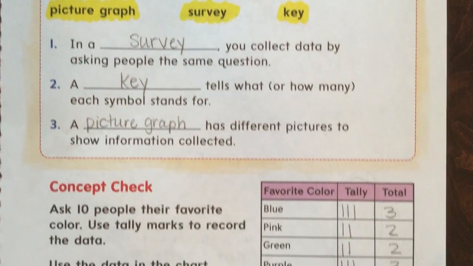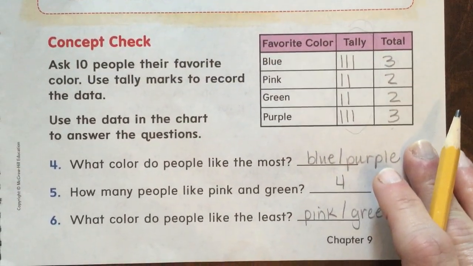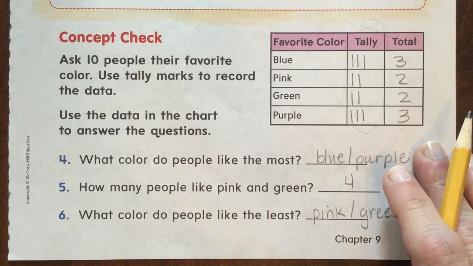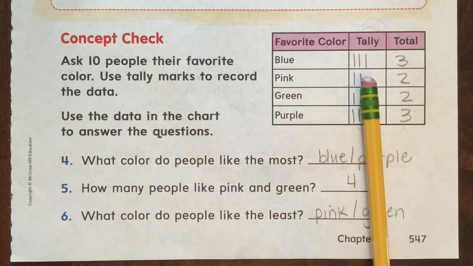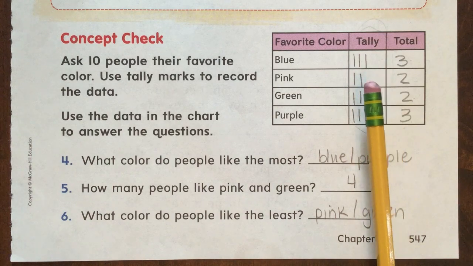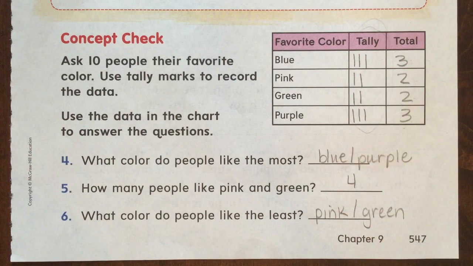All right, down here at the bottom, I gave you information to fill out the tally chart. We had 3 people like the color blue, 2 people like the color pink, 2 people like the color green, and 3 people like the color purple. So we had some ties here. Use the data in the chart to answer the question. Number 4, what color do people like the most?